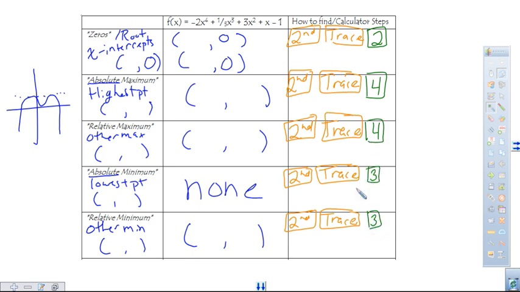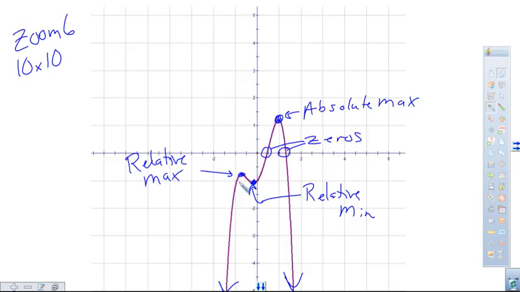The other thing that you need to do is it's going to ask you for a left bound. So you need to arrow to the left of whatever you're looking for and hit enter, and then arrow to the right of whatever you're looking for and hit enter, and then it'll ask you to guess, and you enter again. So what that's going to look like on your graph, if you're trying to find this 0 here, you're going to have to be somewhere to the left of it. So just somewhere near it.